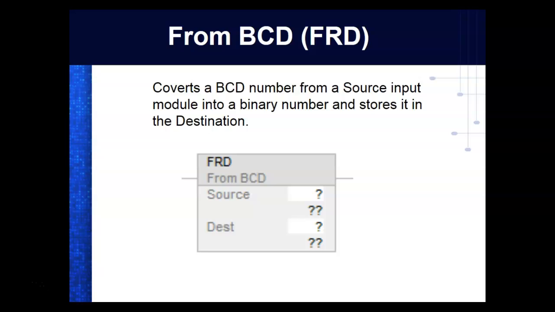This would allow us to take input in BCD and convert it into binary with this instruction. It would be like bringing information in from thumb wheel switches. You know what thumb wheel switches are? You ever seen them? Usually they go from 0 to 9, and they put out a BCD number. This would allow us to take information from one of those devices and convert it into binary to use inside our PLC program. Yeah, that's it.